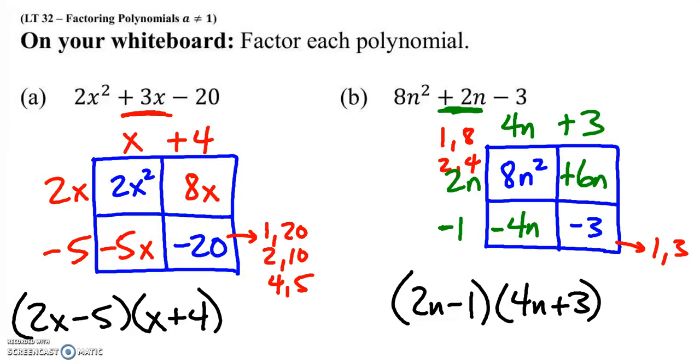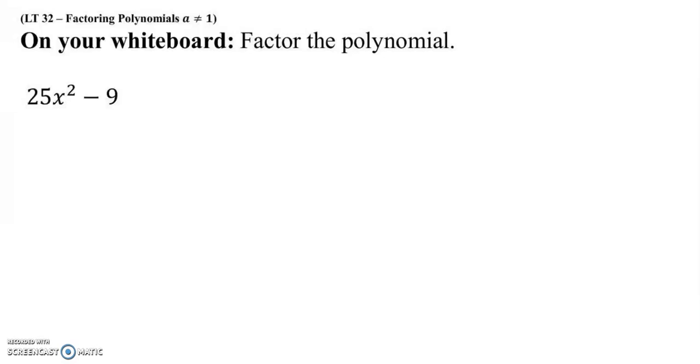Let's try one more, Panthers. Let's try one more together. And let's see if we can make some progress here. On 25x squared minus 9. Go ahead and try it, Panthers. Take about 2 minutes.